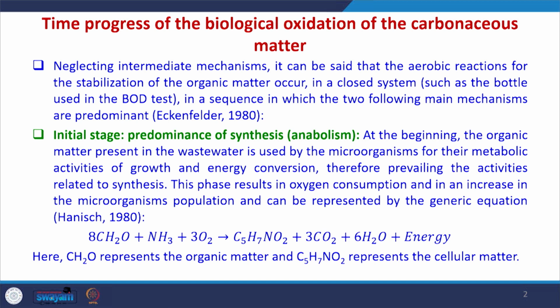Therefore, the prevailing activities are related to synthesis, and this phase results in oxygen consumption, like the reaction which is shown here, and an increase in the population of microorganisms. Certainly during the reaction CO2 is emitted, and we obtain energy during the process. So, the oxidation of the organic matter takes place, and we get energy out of this process as well as some amount of microorganisms formed.